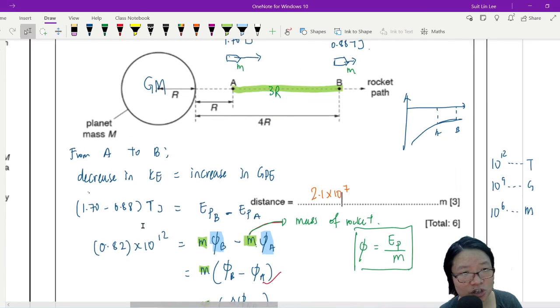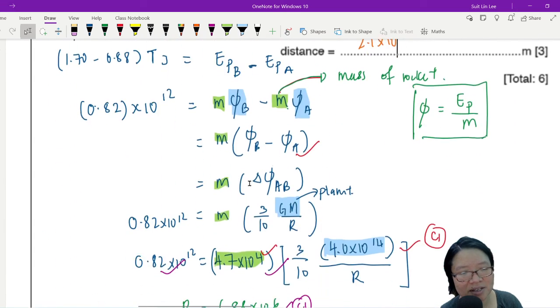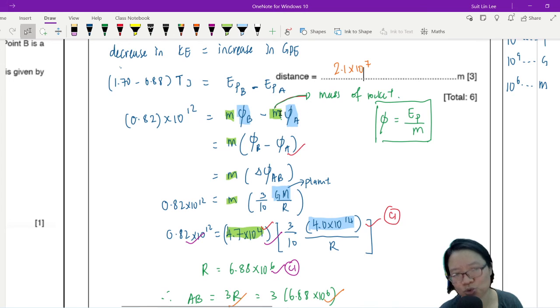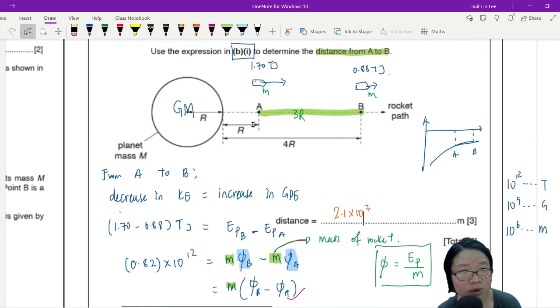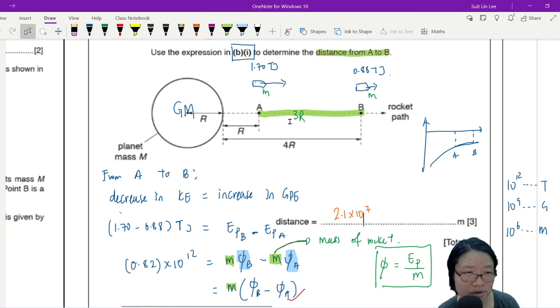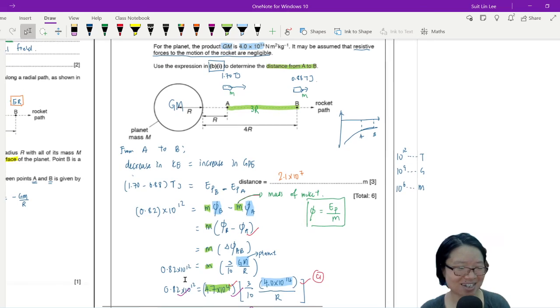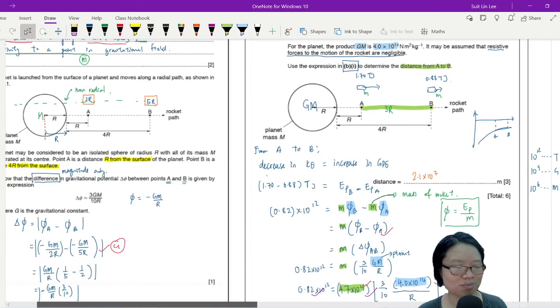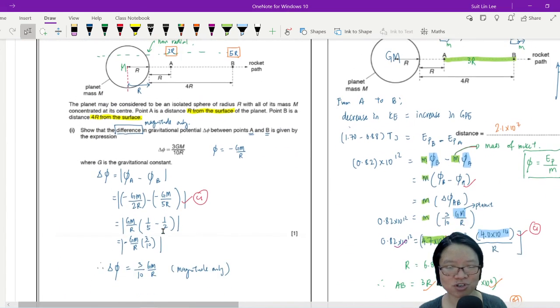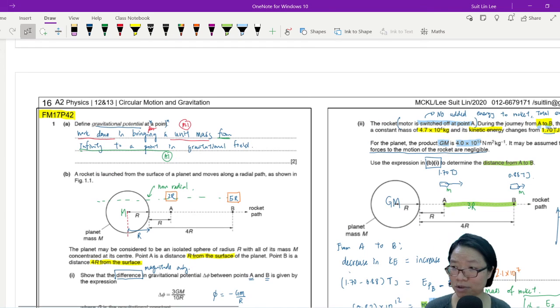So based on the changes of the energy of the rocket and a slightly more complicated than usual potential energy calculation, you can find whatever value they want you to find, whether it's distances or mass of the rocket or speed of the rocket. Okay, that's it for this Feb March 17 paper 42.